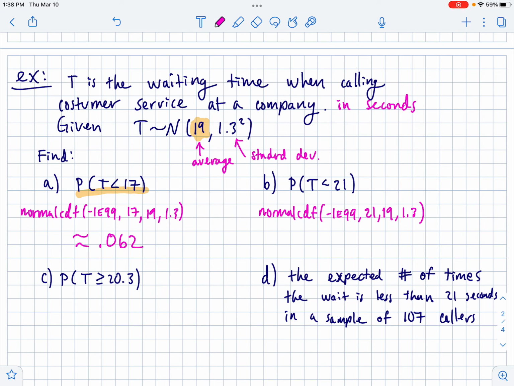I should mention that if you're rocking an 84 Plus Silver Edition, you get a nice menu for this. You don't have to punch it all in. But if you're on an 83, you do have to punch it all in. So this is about 94.94. So that means about 94% of the people calling have a wait time less than 21 seconds. But less than 17 seconds is about 6%, as opposed to 94% here.